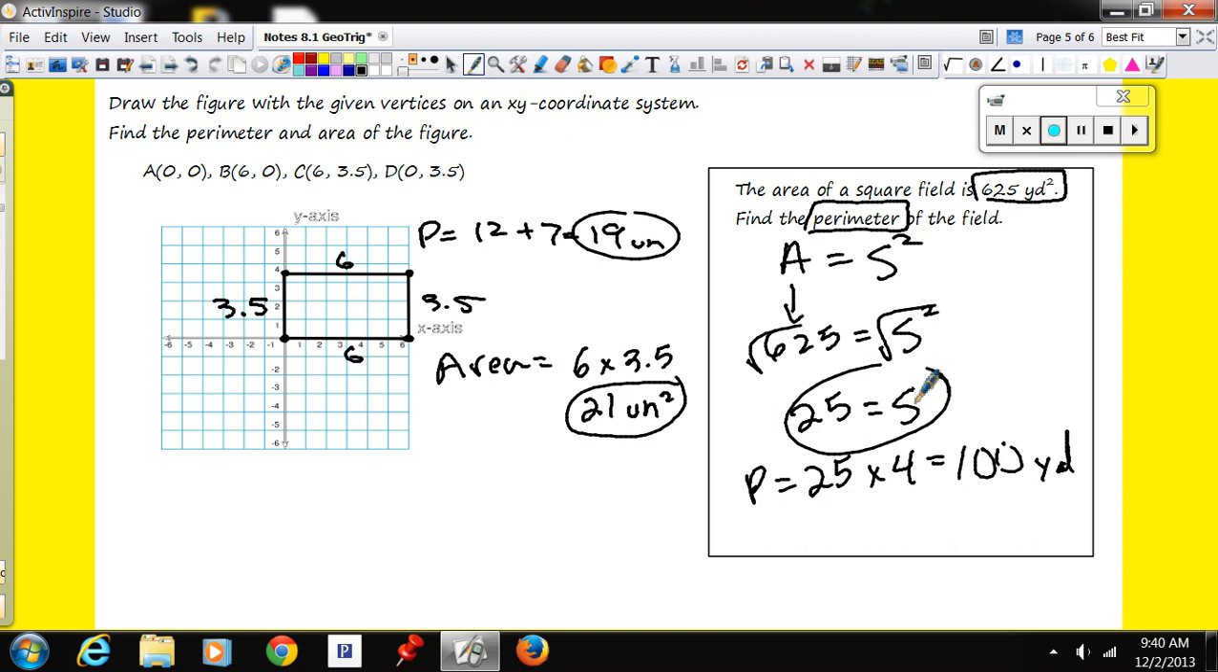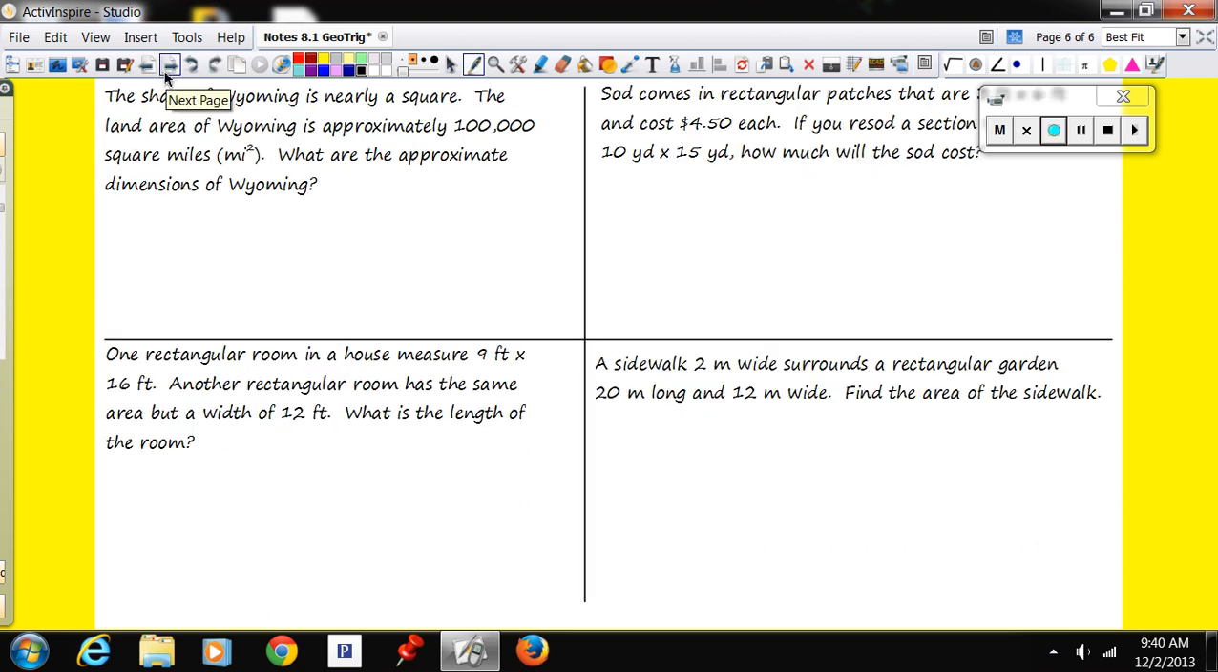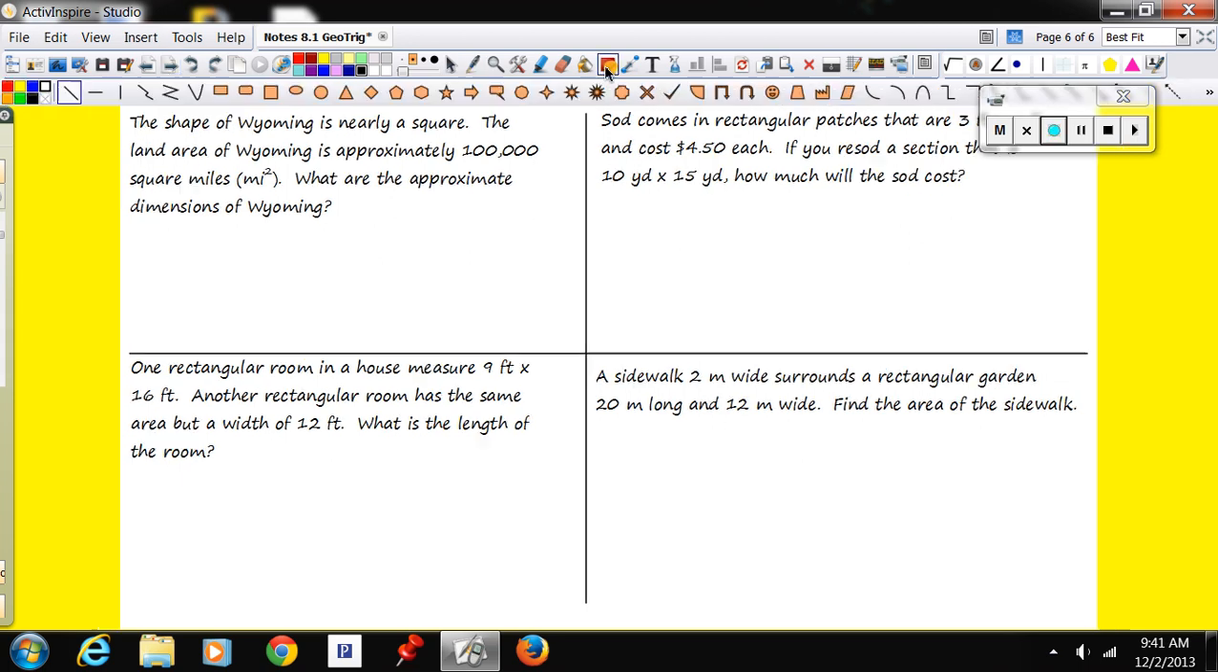Okay, so there is page 5. We got one last page here. Hopefully you got these okay. Okay, the shape of Wyoming is nearly a square. Not exact, nearly a square. So we'll draw a square on our paper.